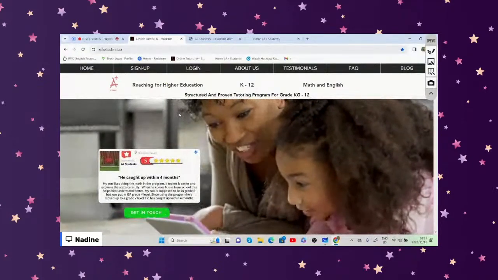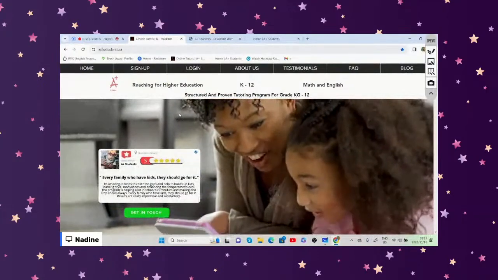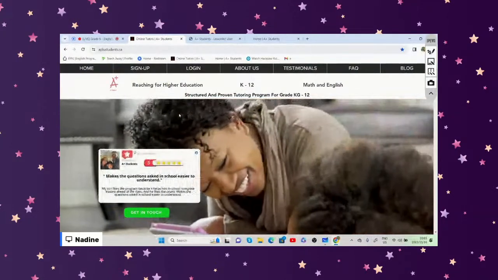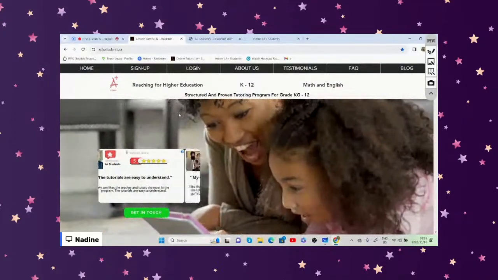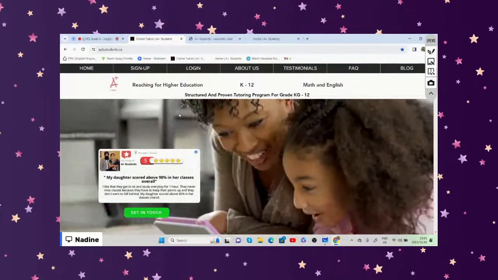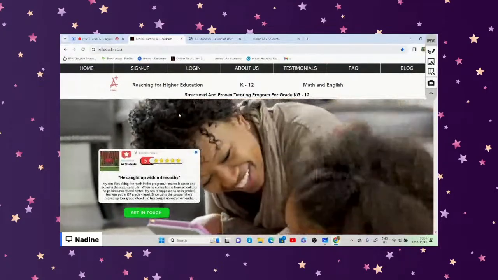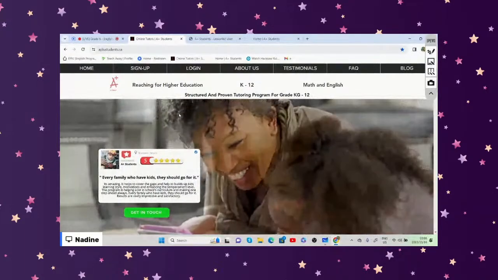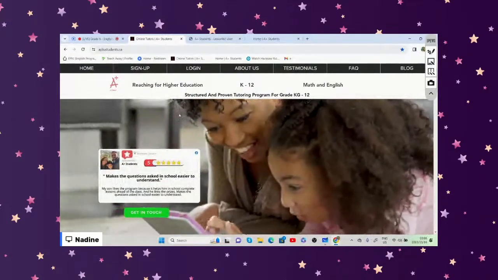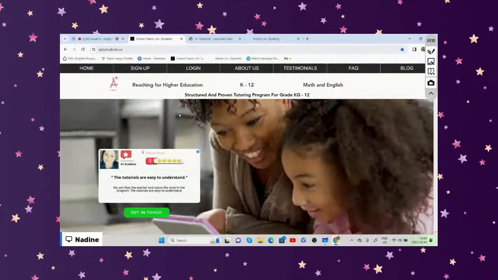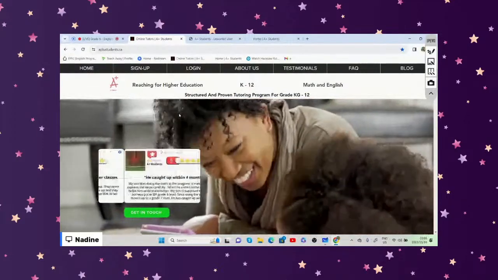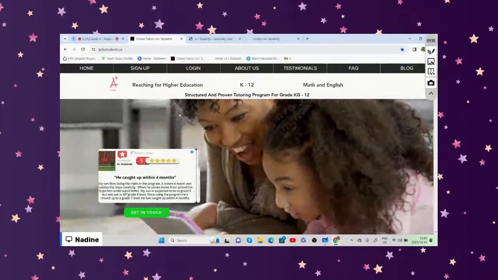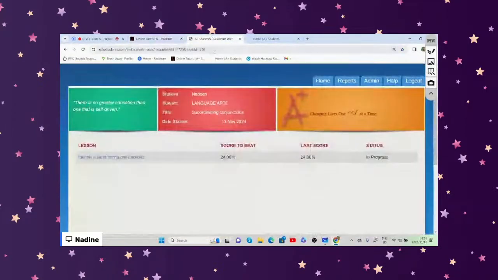we're going to log into aplusstudents.ca. Once we've logged in with our username as well as our password, we are going to select the subject of language arts, grade 6. And then we're going to scroll down until we get to the chapter on subordinating conjunctions.